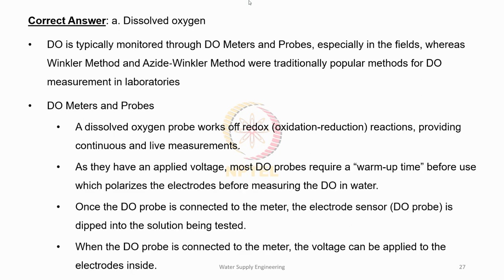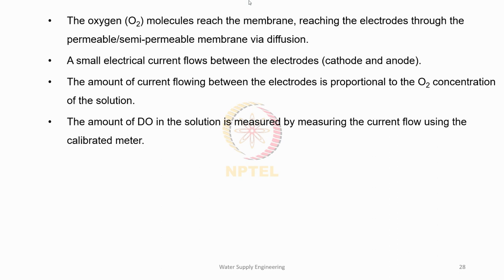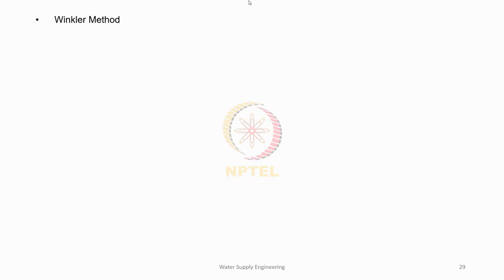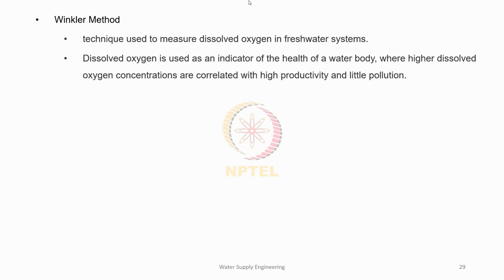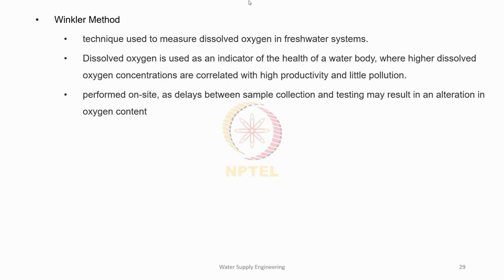Okay, yeah. So next we have the Winkler method and azide Winkler method. After explaining the Winkler method, we'll go to the modified Winkler method or azide Winkler method. Yeah. So the Winkler method. So here, what we are doing is, this is performed on site, as delays between sample collection and testing may result in an alteration in oxygen content.